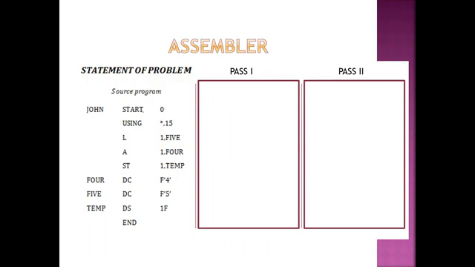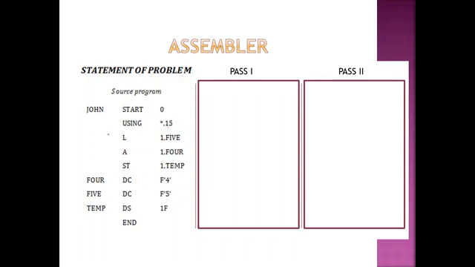So what is this? Start. We are going to say START 0. I'm going to start here, at the first location, using asterisk comma 15. Asterisk, what did I tell you? Asterisk takes the current location, and that address is going to be stored in the base register.